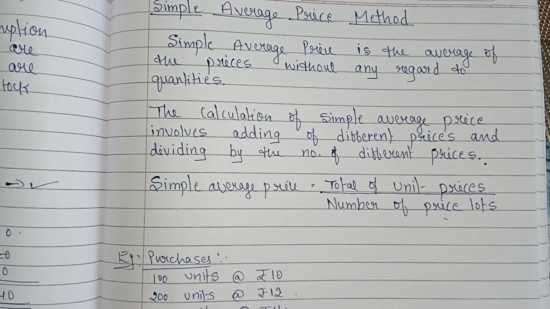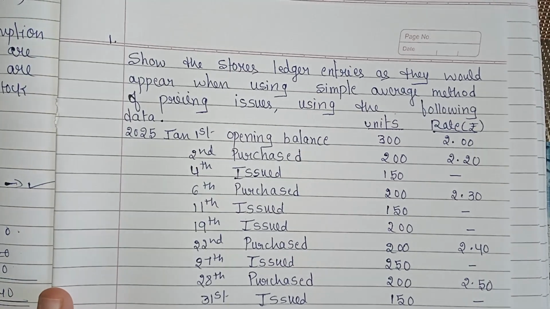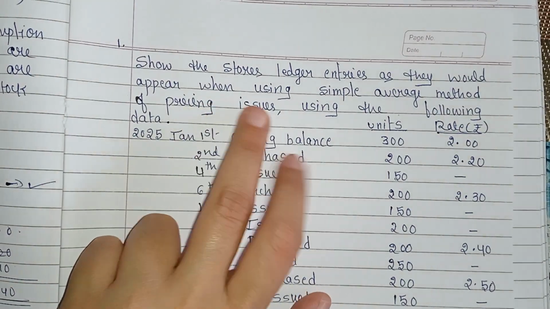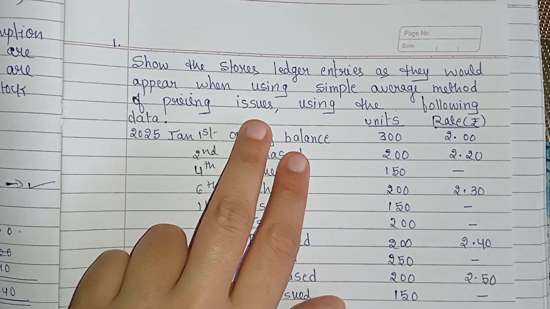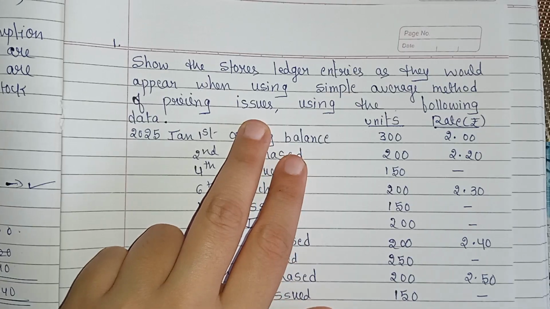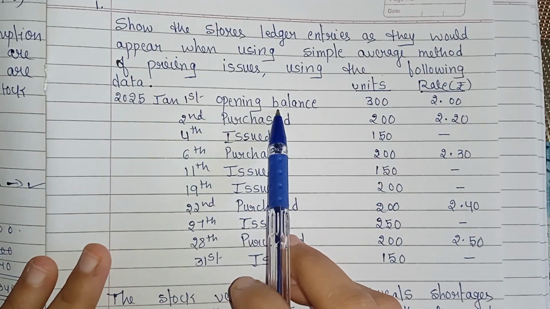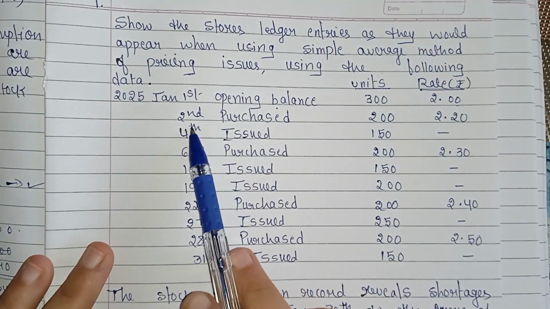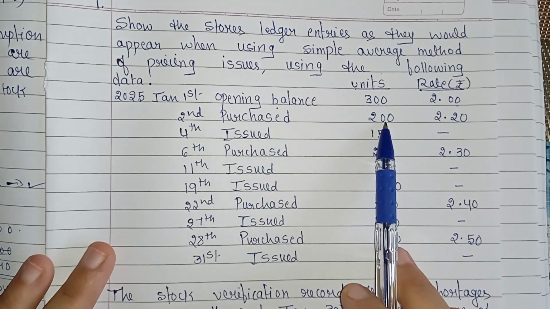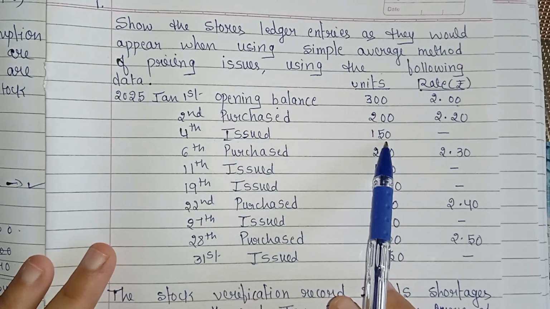Clear? Now we will solve one problem under simple average price method. Show the store's ledger entries as they would appear when using the simple average method of pricing issues, using the following data. 2025 Jan 1st opening balance 300 units at the rate of rupees 2, and Jan 2nd purchased 200 at rupees 2.20. 4th issued 150 units.